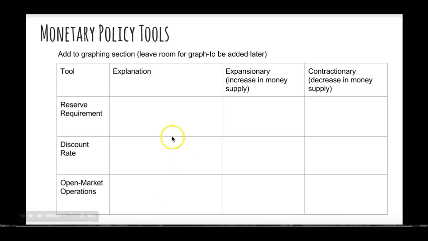In the expansionary column, I want you to explain what they would do to increase the money supply, and contractionary, what would they do to decrease the money supply. So take a minute, pause the video, fill out this chart comparing these things, and then I want you to come back.